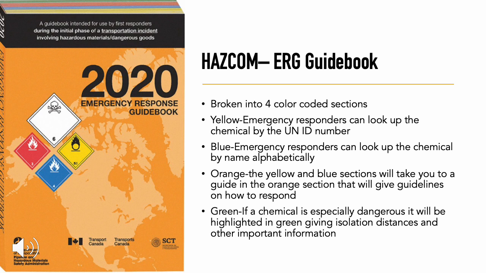So this is the ERG Guidebook. It's broken into 4 color-coded sections. Yellow: emergency responders can look up the chemical by the UN ID number. Blue: emergency responders can look up the chemical by name alphabetically. Orange: yellow and blue sections will take you to a guide in the orange section that will give guidelines on how to respond. And green: if a chemical is especially dangerous, it'll be highlighted in green, giving isolation distances and other important information.